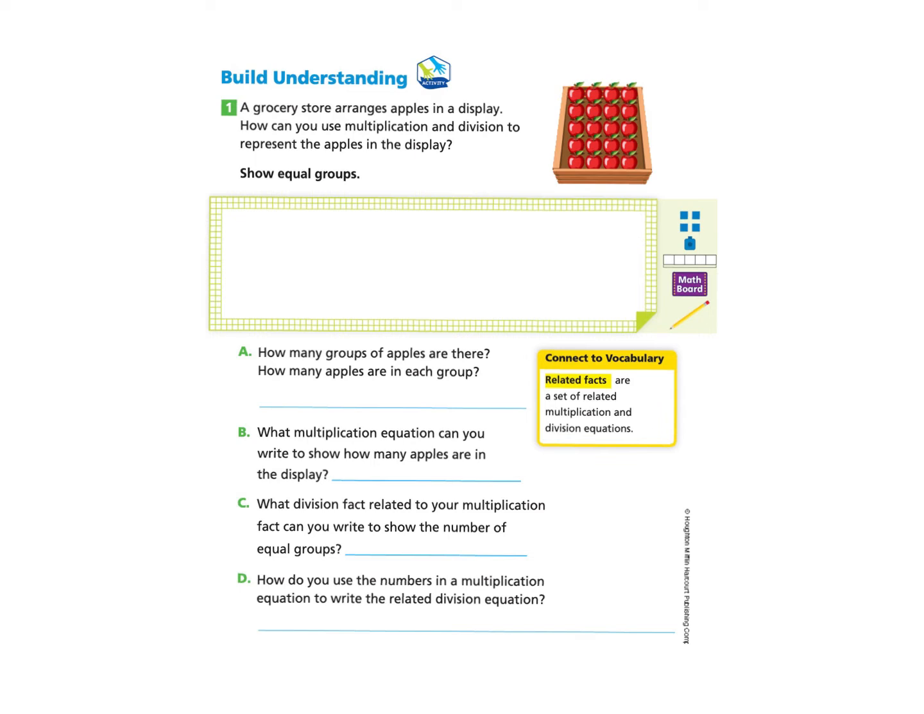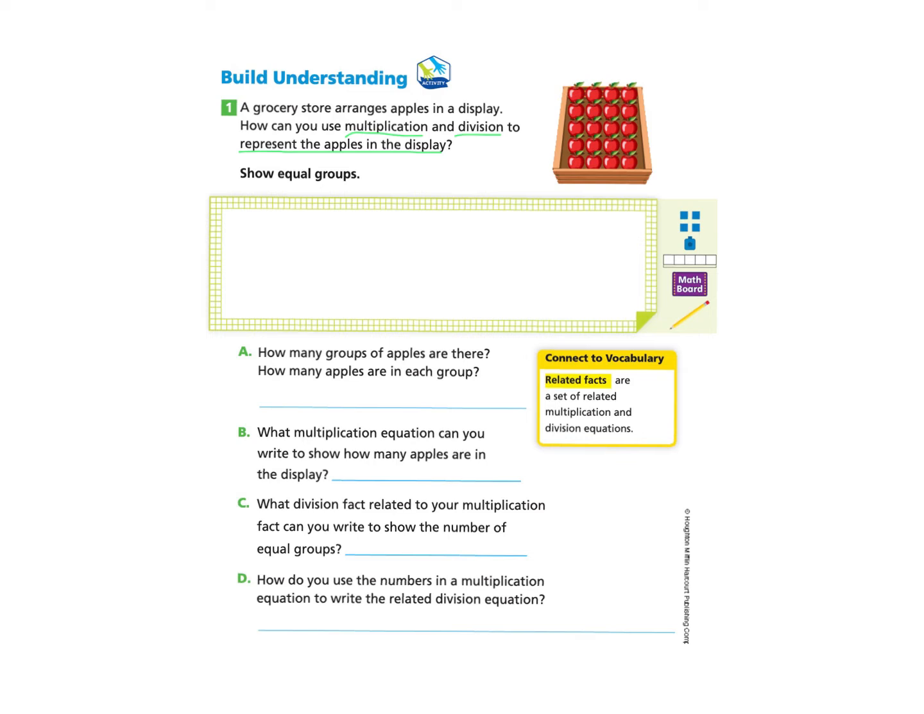A grocery store arranges apples in a display. How can you use multiplication and division to represent the apples in the display? Show equal groups. Let's take a look at part 1. How many groups of apples are there? And how many apples are in each group? If you'd like to pause this video and try this on your own, you may do so and come back. But when you come back, you will find that there's two ways that you could look at this.